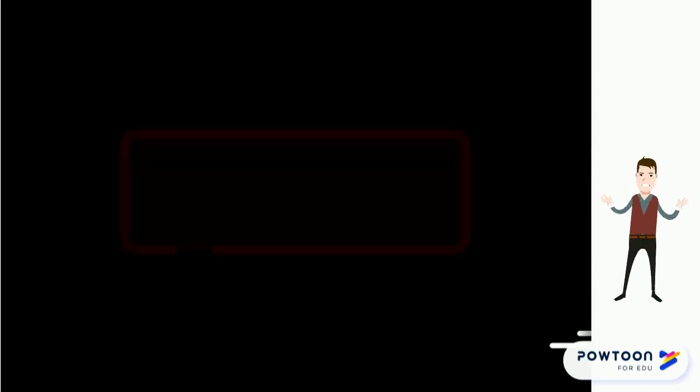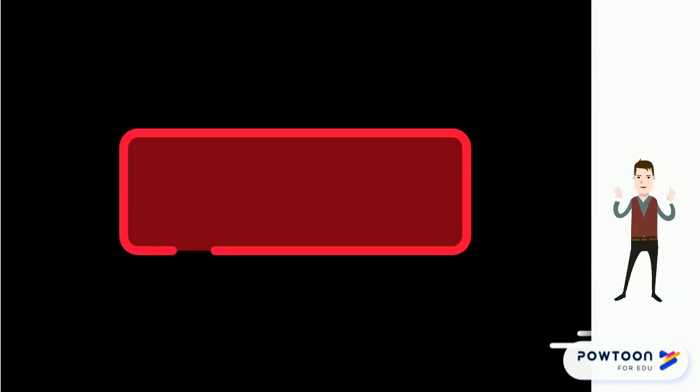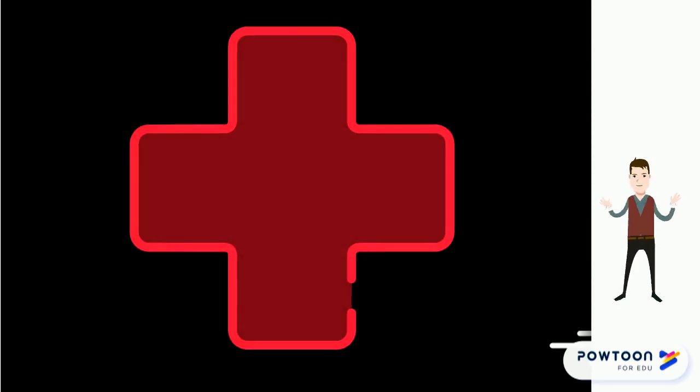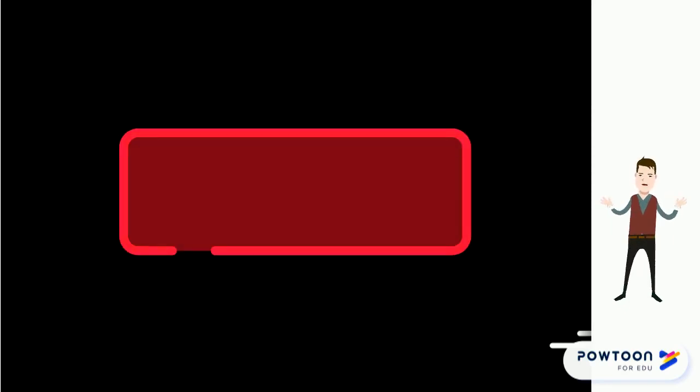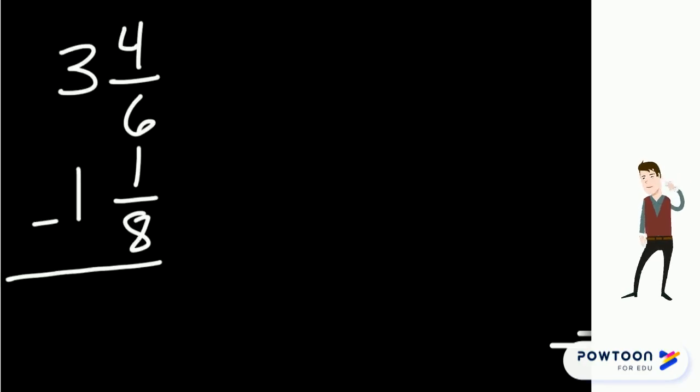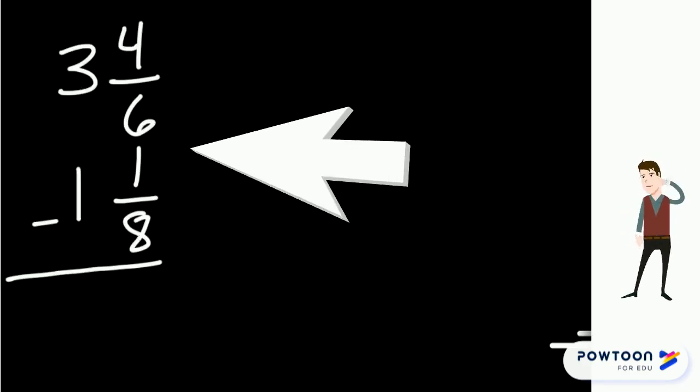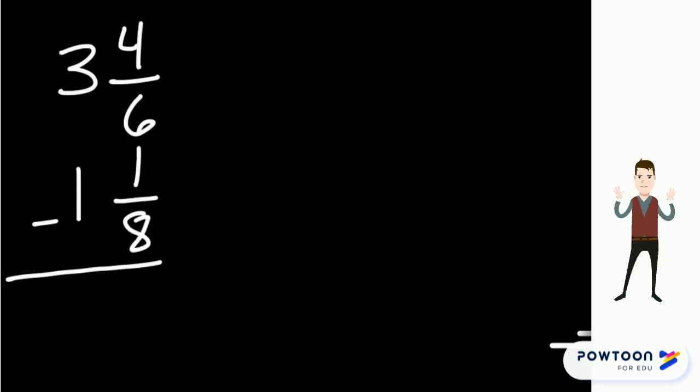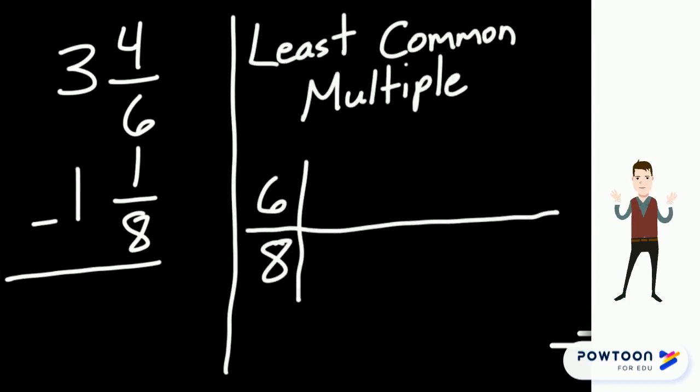Now we will subtract. The steps are almost exactly alike to how we added. The only difference is that we subtract instead of add. Let's do the problem 3 and 4 over 6 minus 1 and 1 over 8. First, we rewrite our fractions as equivalent fractions with like denominators. Let's start by finding the least common multiple.